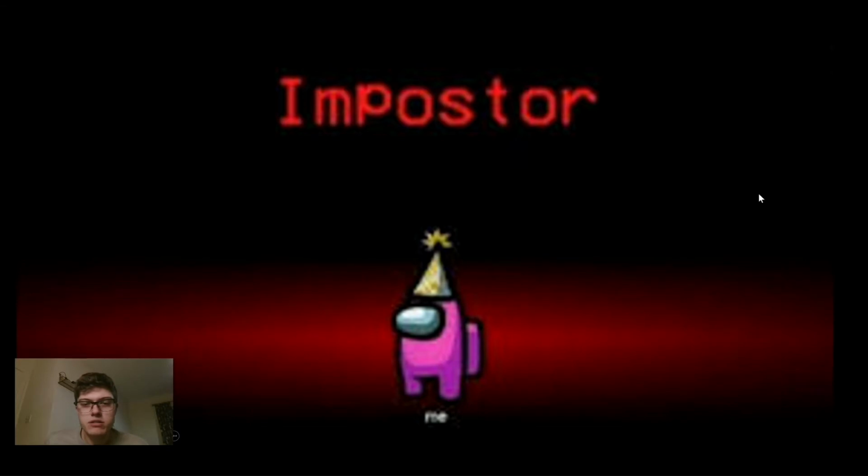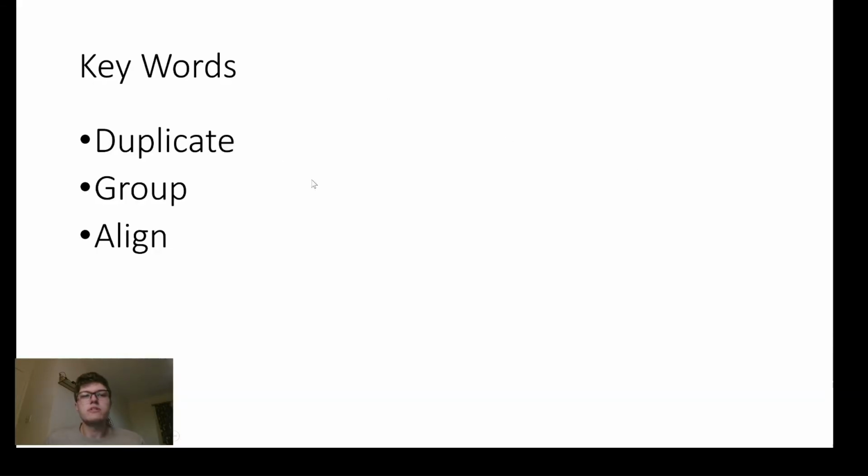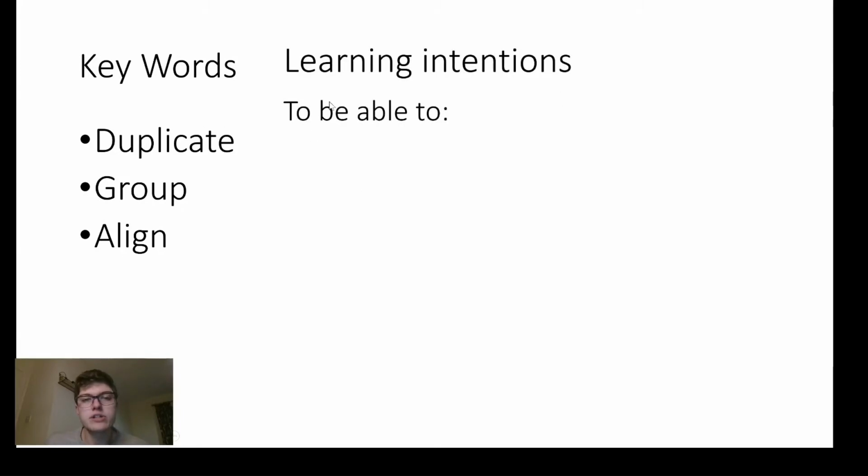So we have our imposter and our keywords for today. Our keywords are to duplicate, group, and align. These are all our new words for the software we haven't come across before. So our learning intentions are also to be able to duplicate, group, and align.